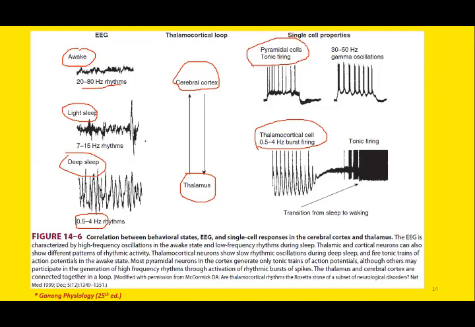Moreover, the thalamus and the cerebrum are connected with each other through a pathway known as the thalamocortical pathway or the thalamocortical loop. And these are specific neurons which are responsible for this connection. The neurons are known as the thalamocortical neurons.